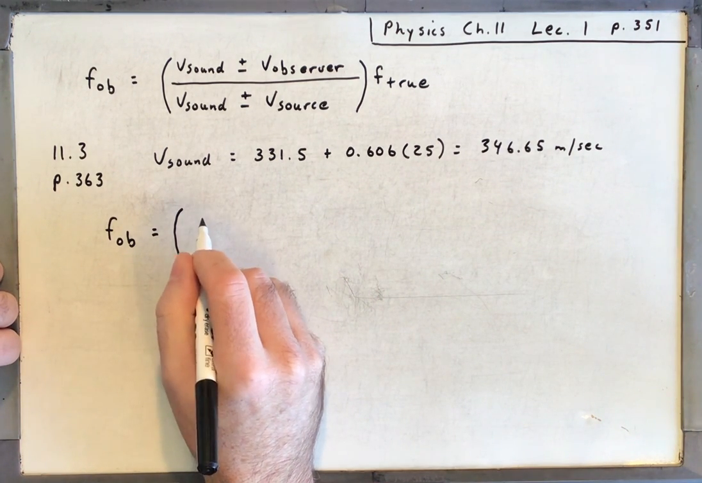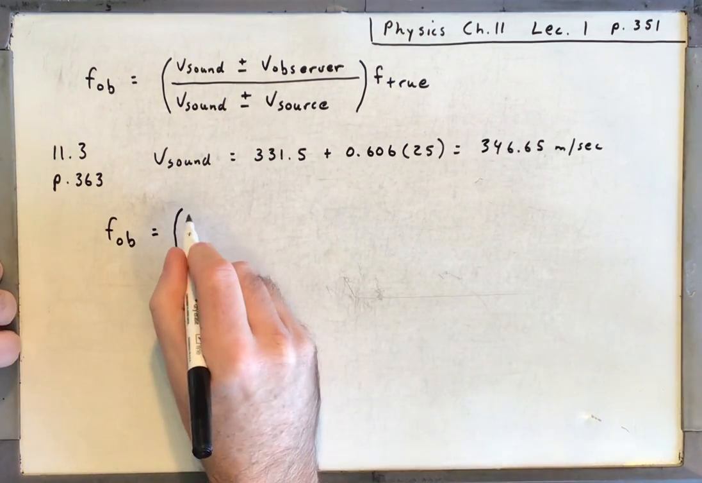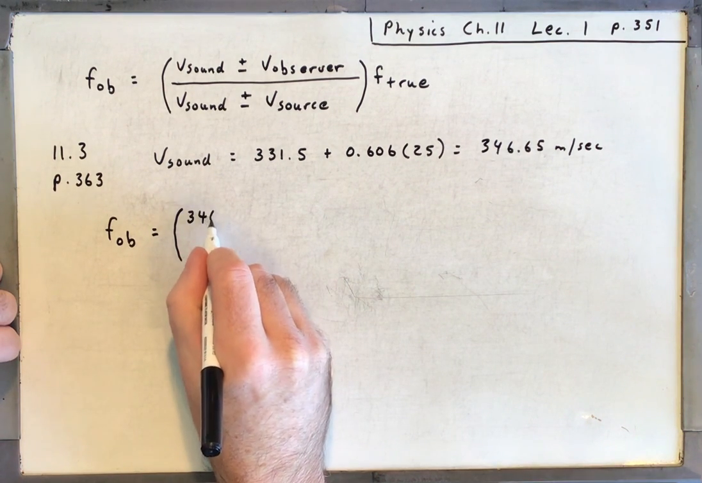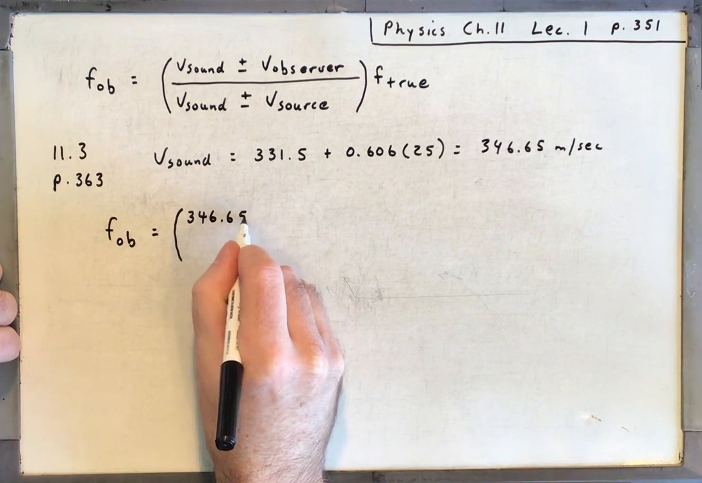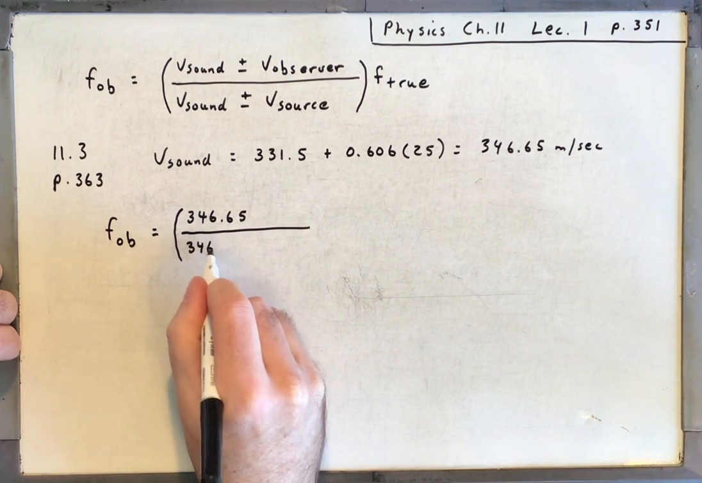Okay, so first of all, we know it's velocity of sound over velocity of sound. So I'm going to dispense with putting the units. It makes everything a bit too messy. 346.65 over 346.65.